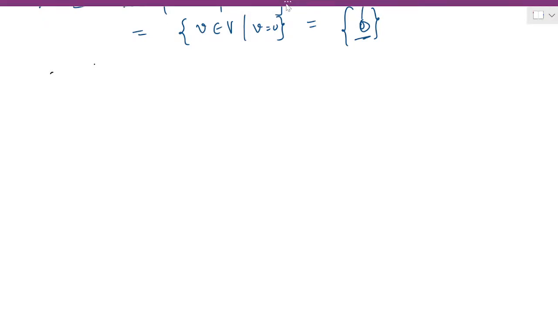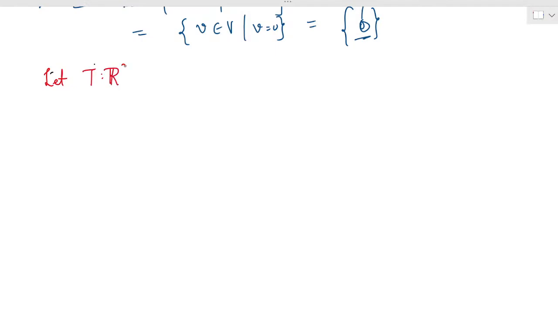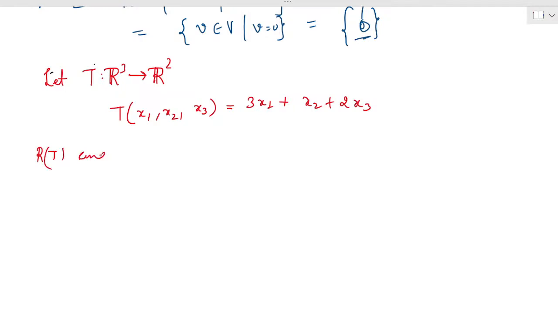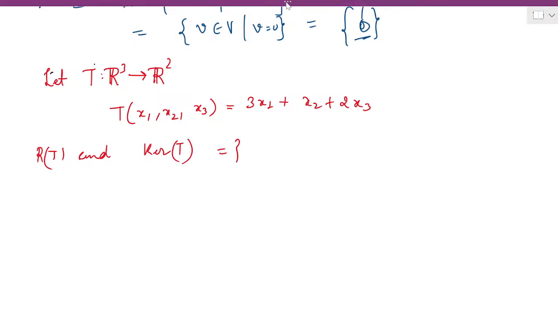So let us take another example in order to understand this. Let T be defined from R cube to R square, such that T(x1, x2, x3) is given by 3x1 plus x2 plus 2x3. We want to find the range of T, and we also want to find the kernel of T.